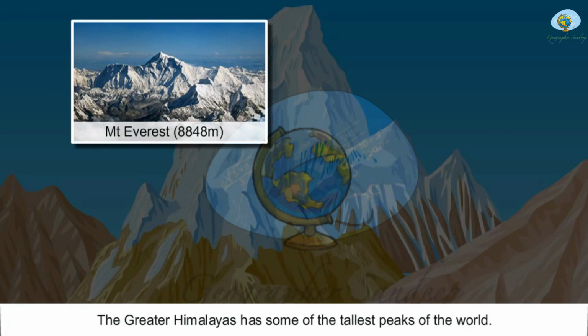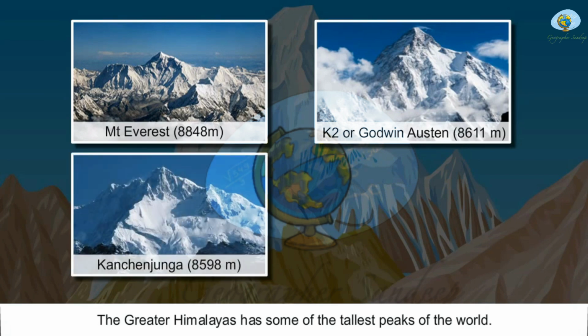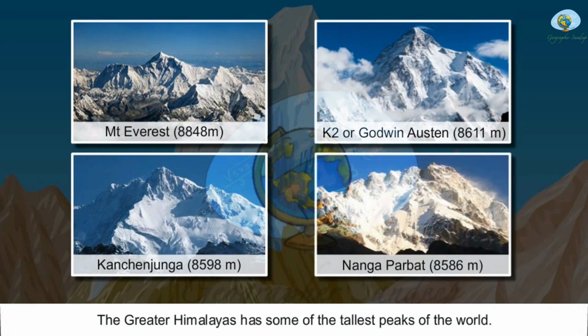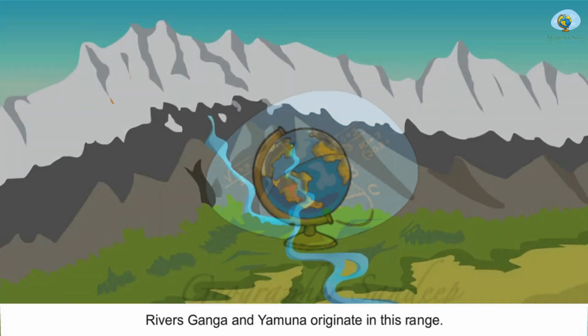8,848 meters, K2 or Godwin-Austen, 8,611 meters, Kanchenjunga, 8,598 meters, and the Nanga Parbat, 8,586 meters. Rivers Ganga and Yamuna originate in this range.